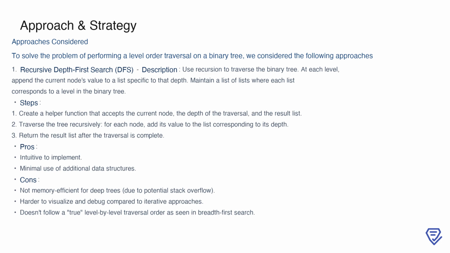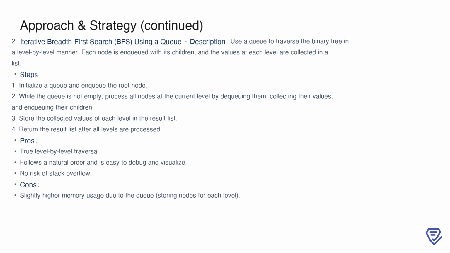Next, we considered an iterative breadth-first search approach, or BFS, which uses a queue to perform a true level-by-level traversal of the binary tree. In this method, we start by initializing a queue and enqueuing the root node. As we process the tree, we handle all nodes at the current level by dequeuing them, collecting their values, and enqueuing their children. The values for each level are stored in a separate list, which is added to the result list. This process continues until the queue is empty, at which point all levels have been processed.